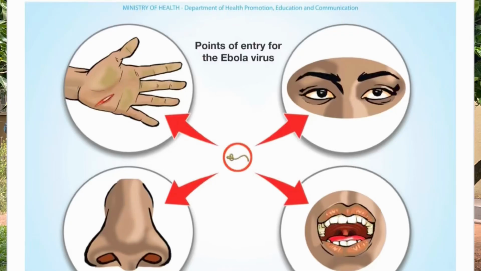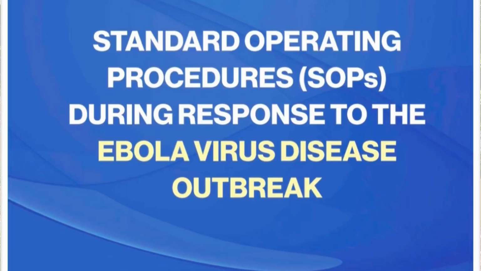And points of entry of the disease can be the hands, especially when there is a wound, the nose, the eyes, or any other mucous membrane areas. And lastly, to avoid the disease spreading from one individual to another, we as the communities should take caution and precautions to ensure the standard operating procedures of Ebola virus disease in order to curb the disease. And the standard operating procedures are specific depending on target groups or depending on the level of exposure to the disease.